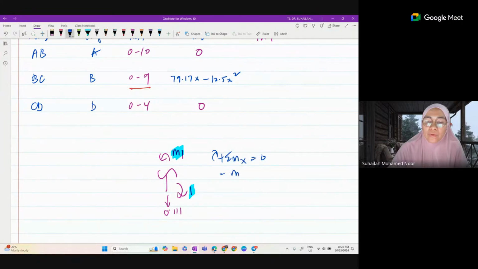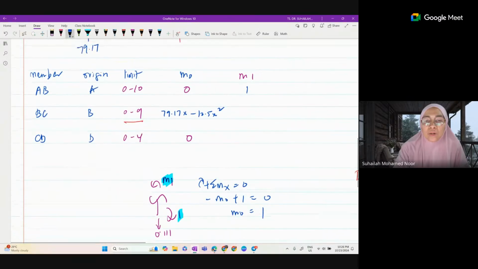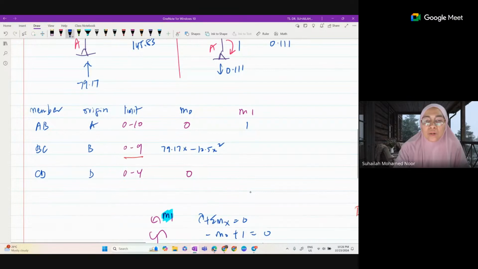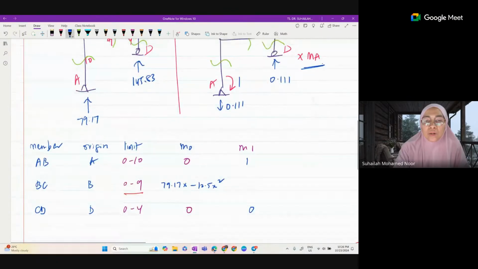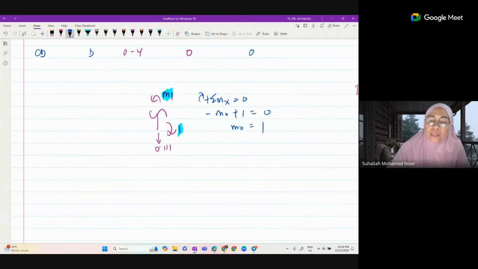Again, this is negative M naught plus 1 equal to 0. So M naught is equal to 1. And then for CD, again 0. For CD also 0. And for BC, origin B, it looks like this. This is not M naught, it is M1.